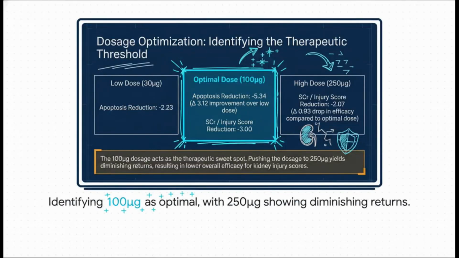The data clearly identifies a therapeutic sweet spot, and it is actually not the highest dose. Take a look at the optimal dose of 100 micrograms. It gives us an apoptosis reduction of -5.34. That is a massive 3.12 improvement over the low dose of 30 micrograms. But look what happens when you push the dosage to the high dose of 250 micrograms. The serum creatinine and injury score reduction literally drops to -2.07. That's a 0.93 drop in efficacy compared to the 100 microgram dose. So pushing the dosage higher actually decreases efficacy, making 100 micrograms the absolute, undeniable therapeutic sweet spot.